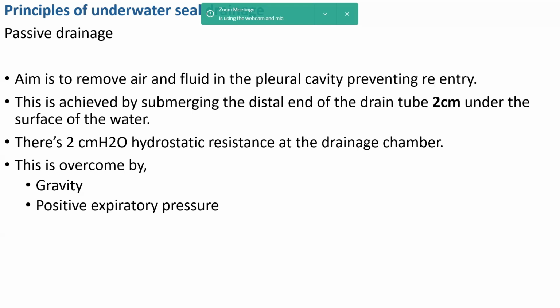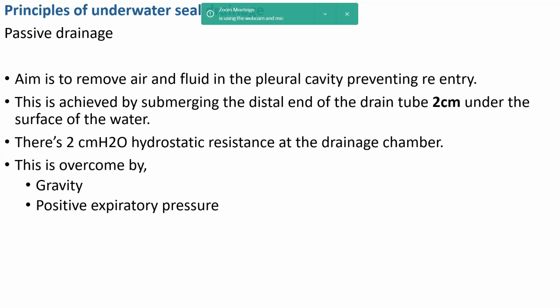That is to prevent whatever outside content from entering the pleural cavity. But you can understand that when we submerge it inside water, there will be a pressure of 2 water centimeters at the tip of this IC tube connection. So the patient will have to overcome this resistance. That is achieved mainly by gravity. That's why we always keep the bottle below the patient's chest level, along with the positive expiratory pressure.